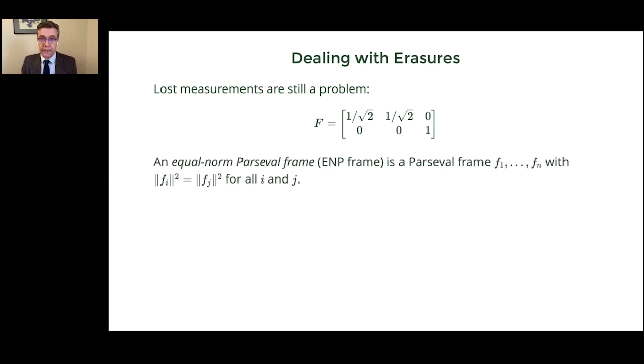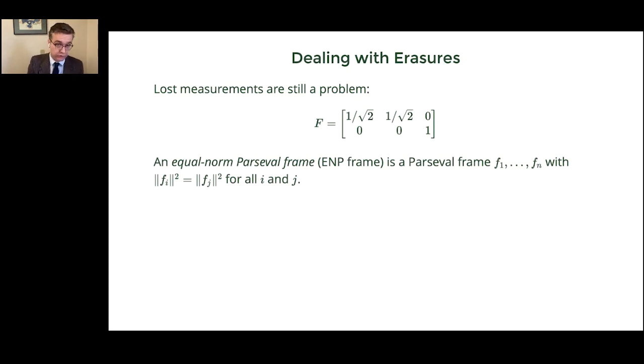So one way of dealing with this issue, where different columns contain different fractions of the total information, is to say, okay, let's require all the columns to have the same norm. And you can see that would rule out this particular example of a silly Parseval frame. So these are what we call equal norm Parseval frames. It's just a Parseval frame where all of the column norms are the same.